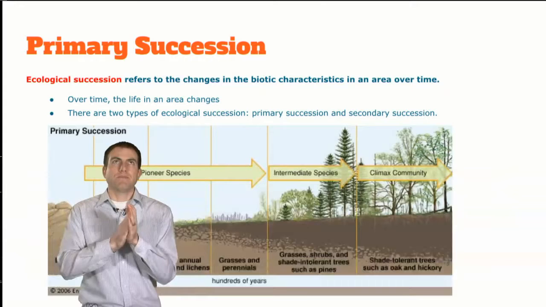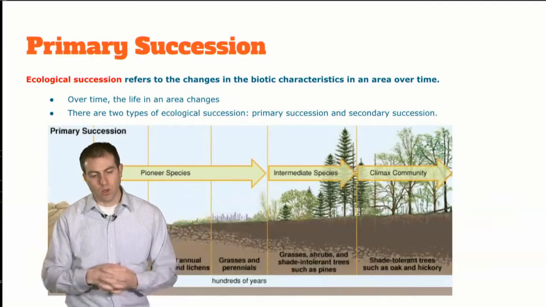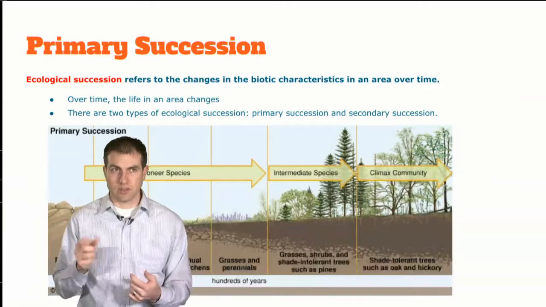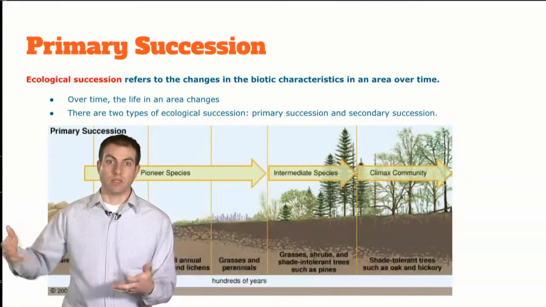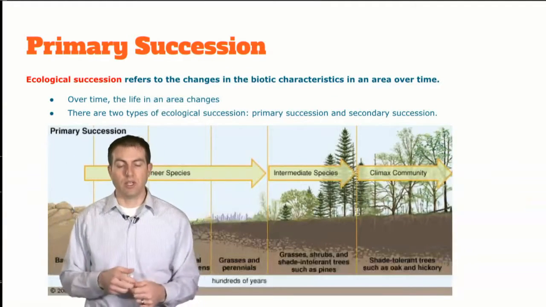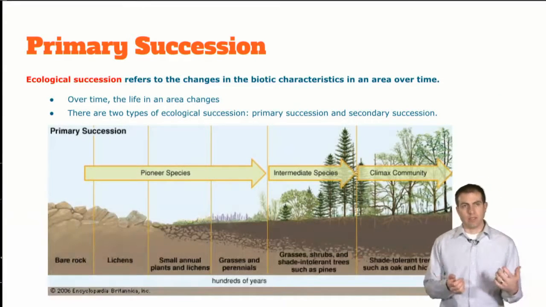Okay, going a little bit unrelated, but kind of related. We need to talk about succession. So primary succession: primary is first, and succession means the first thing to move into an area. When we talk about ecological succession, we're talking about changes in the biotic characteristics in an area over time. We're talking about living things, so specific to living things. Over time, life in an area will change. We'll look at some examples. We're going to talk about primary and secondary succession.